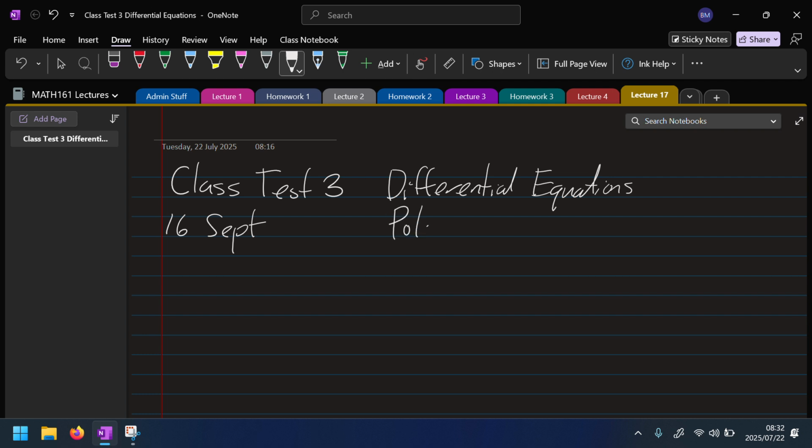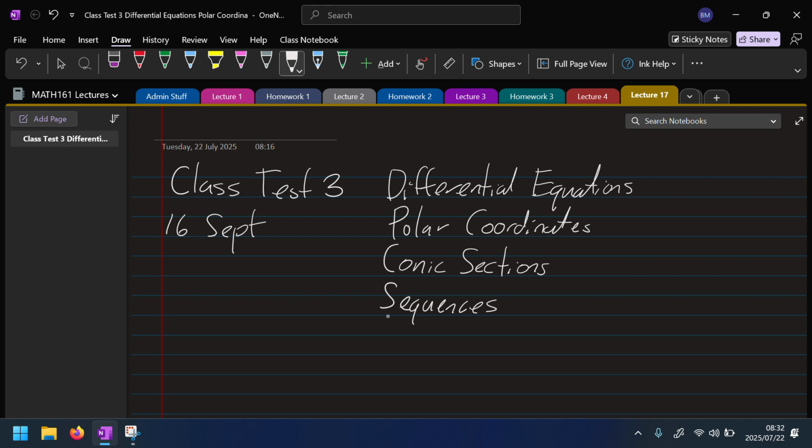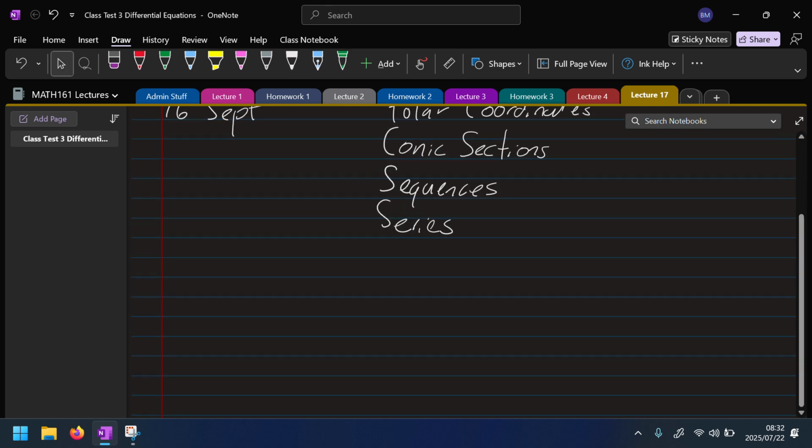Then polar coordinates, conic sections, sequences, and series. So that will be class test 3. The marking will be the same as class test 1 and 2. So total marks are the same.